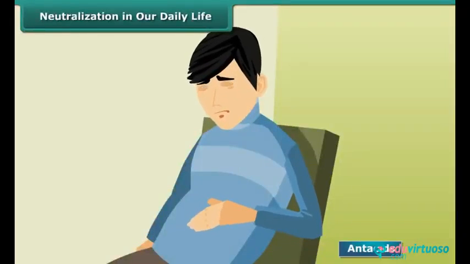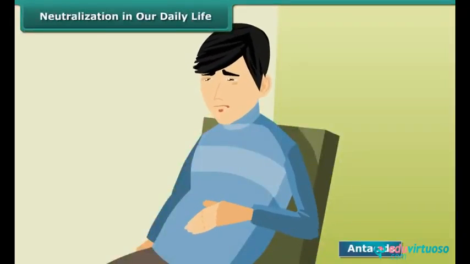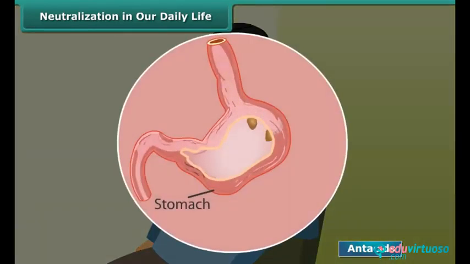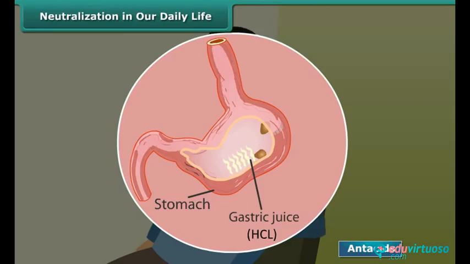Sometimes we feel inflammation in our stomach. Why is it so? Our stomach secretes hydrochloric acid, HCl, a very strong acid which helps us to digest food. But too much secretion of acid in the stomach causes inflammation. To relieve the sensation of inflammation, an antacid is taken. Antacid contains base that neutralizes the excess acid in stomach.